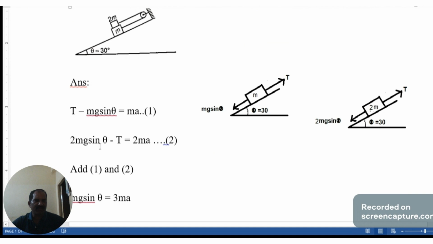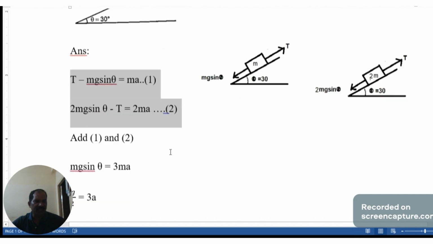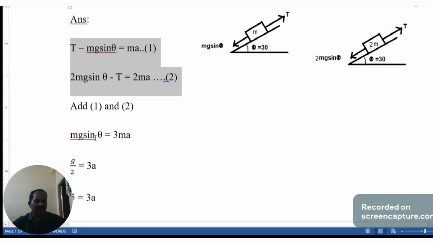So from these two, we don't need to mind about cos theta and all, because it is not falling down vertically. So that direction is not at all required. So we will just add these two equations. If you add the equations, here plus T and here minus T, it will cancel each other. Then we will get mg sine theta is equal to 3ma.